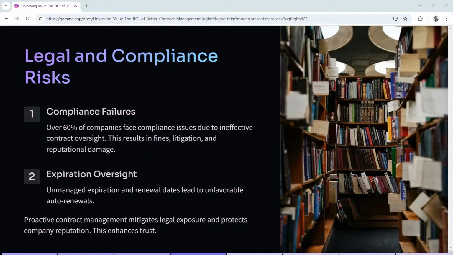Let's talk about the legal and the compliance risk. In these contracts, depending on your industry, there are certain regulatory compliance pieces that you have to adhere to. And some of these are deadline driven. Some of these are certain stipulations that you have to meet within a certain timeline. Most of those get missed because the review of the contract is not done or it's not highlighted.